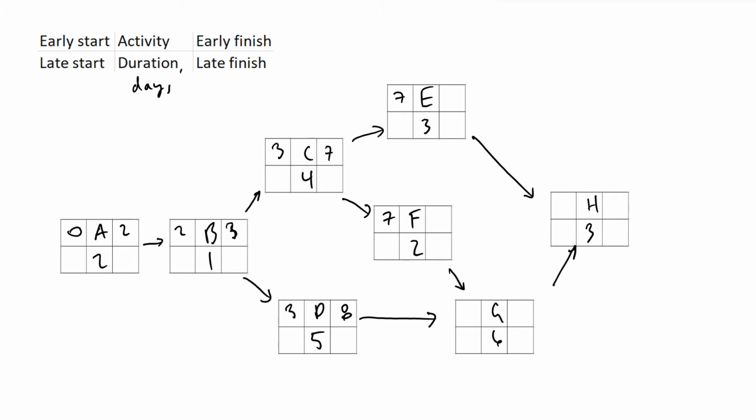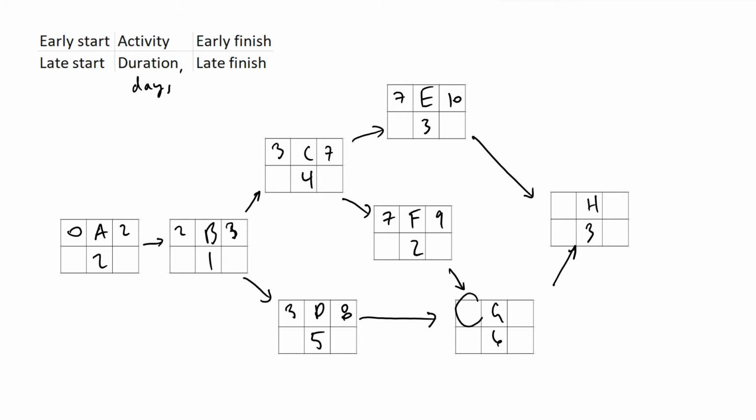Now, what we're going to do is determine the early finish dates for activities E and F. That's going to be 7 plus 3 for activity E, which is equal to day 10. And then for activity F, that's going to be 7 plus 2, which is equal to 9.